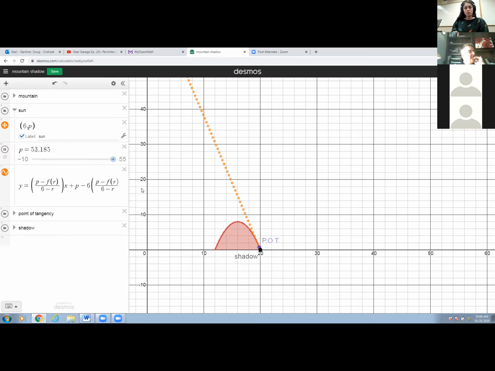Now the sun is setting at a constant rate. Notice it's 55 feet. Now it's down to 50. What I want you to look at here at the bottom is the shadow. Notice the shadow is not growing at all. It's almost like the shadow is not even moving. This dot is where the shadow is. Notice the point of tangency is moving, but you can see the sun is setting at a constant rate. It's just setting, setting, setting.